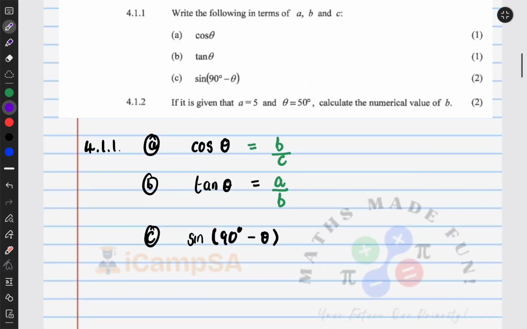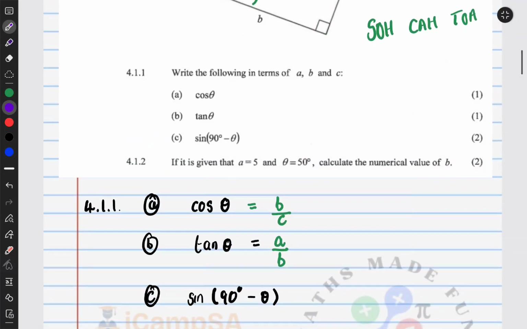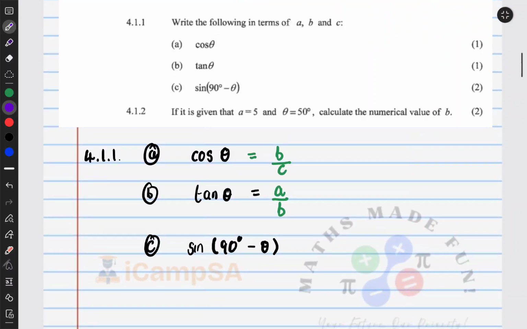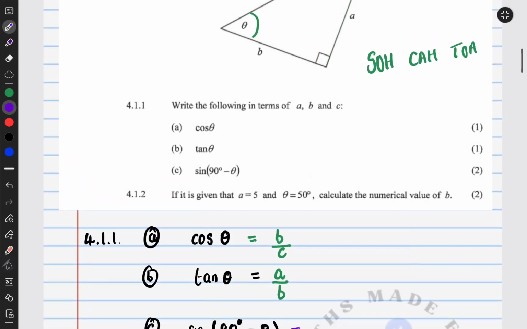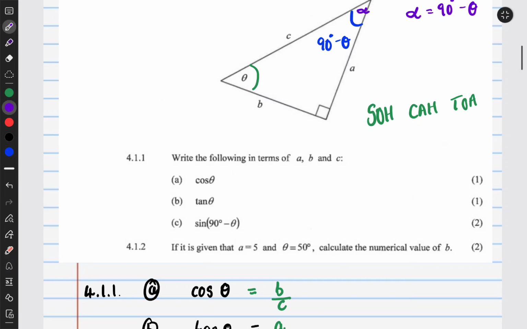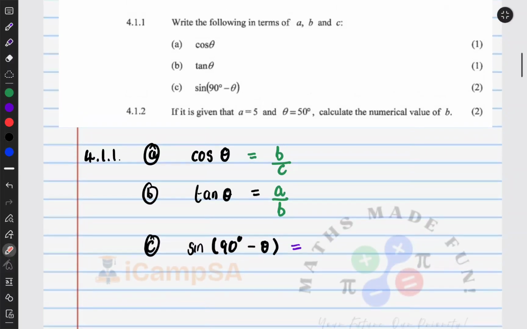So sine alpha is sine of 90 minus theta. We have to determine the ratio of sine 90 minus theta. The ratio of sine is opposite over hypotenuse. What side is opposite to the angle of 90 minus theta? It is B. The hypotenuse is C. So we're going to have B over C.